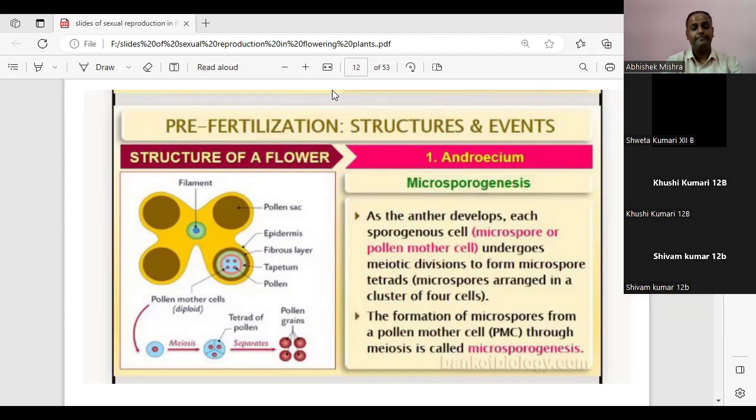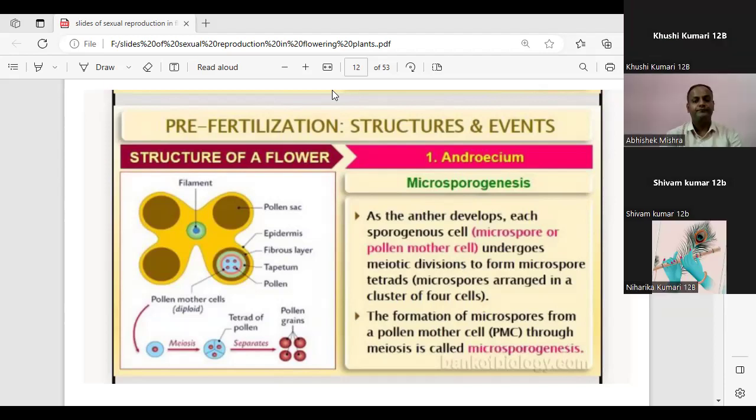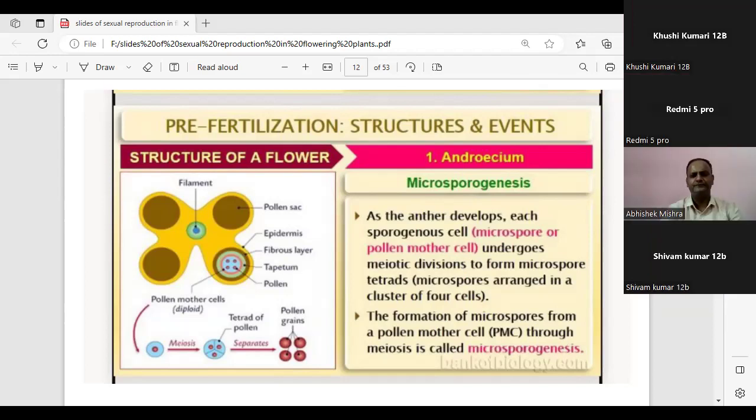Yes, Shivam. Okay, Khushi, Shivam, please refer and study. Okay, Khushi Anand, unmute yourself. Exine is hard because of sporopollenin. Okay, fine.